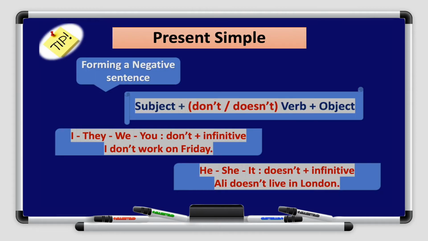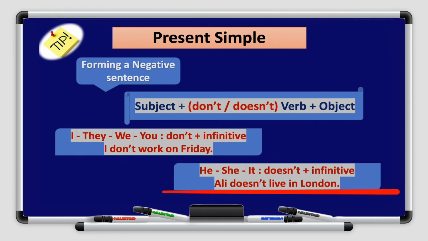What about the negative? If you want to form a negative sentence in the present simple, you have to start with subject and you have to put don't or doesn't before the verb, then the object. If the subject is I, they, we, you, you have to put don't before the infinitive form of the verb. For example, I don't work on Friday.